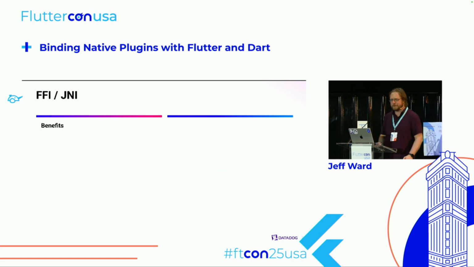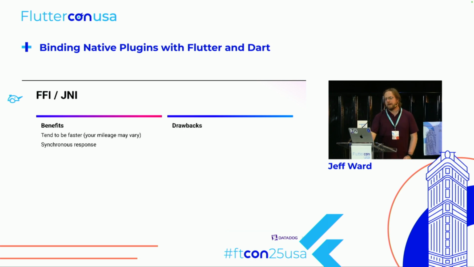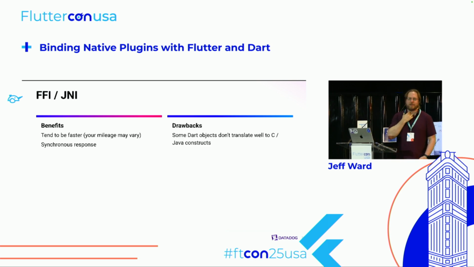So, benefits of FFI and JNI. They tend to be faster, although your mileage may vary depending on how much you need to serialize and deserialize your individual objects. You can get synchronous response, something that you are unable to do with method channels. What are the drawbacks? Some Dart objects don't translate real well to C.